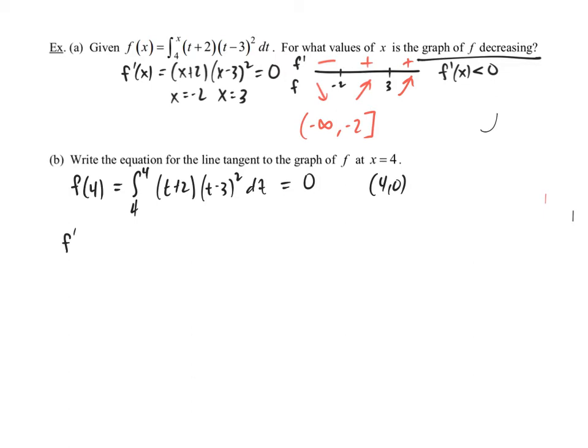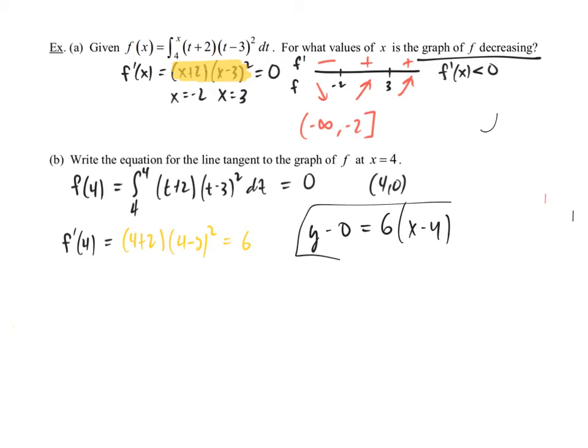For my derivative, I already did this in part A, and so I know that the derivative of that integral is just x plus 2 times x minus 3 squared, which is found right here. And so evaluating that at x equals 4, I'm going to get 4 plus 2 multiplied by 4 minus 3 squared, and that's going to equal 6. And so the equation for my tangent line is going to be y minus my y-coordinate, 0, is equal to my slope multiplied by x minus my x-coordinate, which is 4.